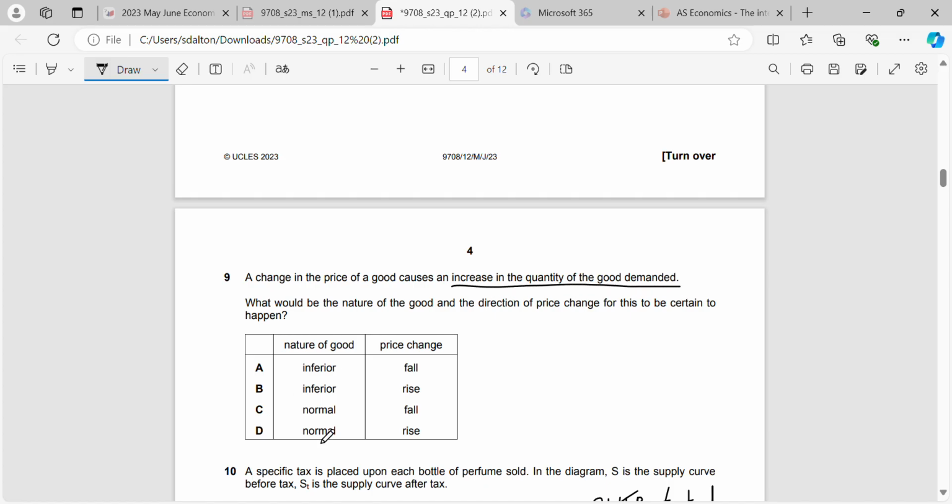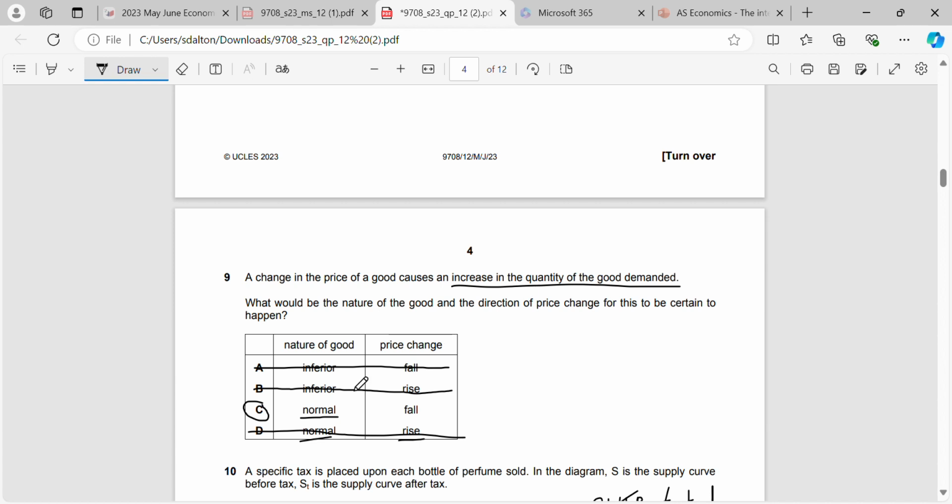So we just have a look at these. For there to be an increase in the quantity of the good demanded, if it's a normal good and if the price goes up, the quantity demanded would go down. So that's wrong. If it was an inferior good and the price of the good rose, okay, same thing. So we should be able to tell that a normal good with a price change where the price of the product goes down will result in an increase in the quantity demanded of the good.